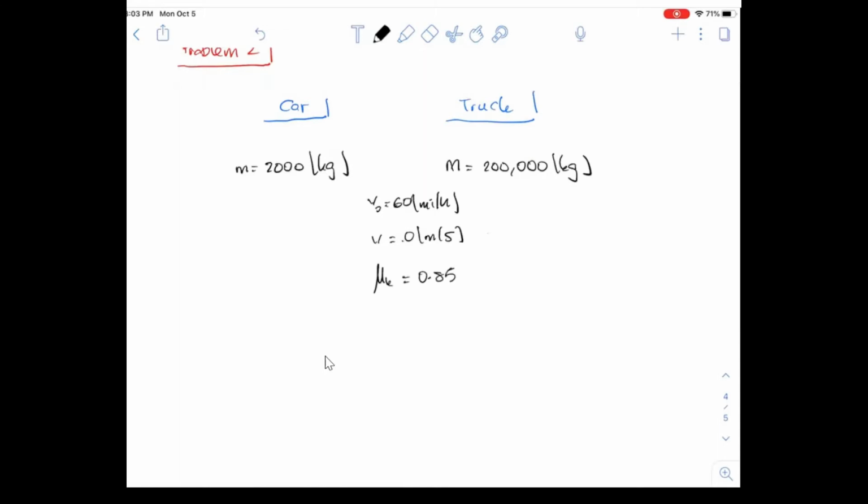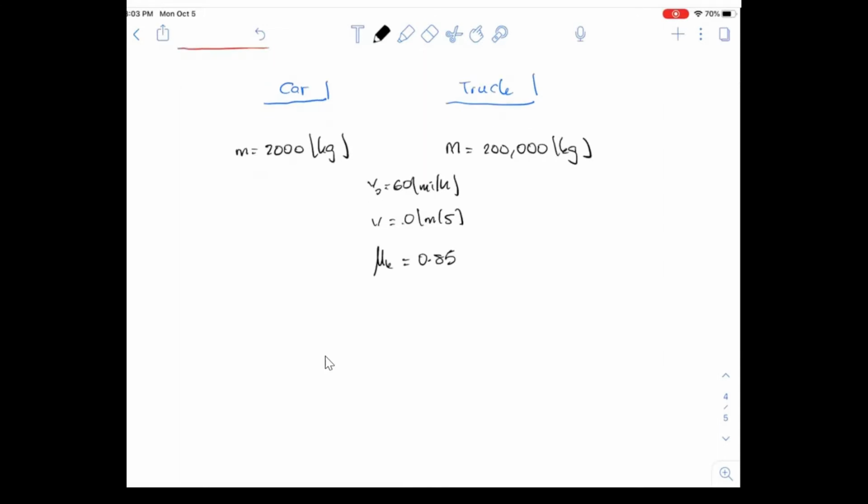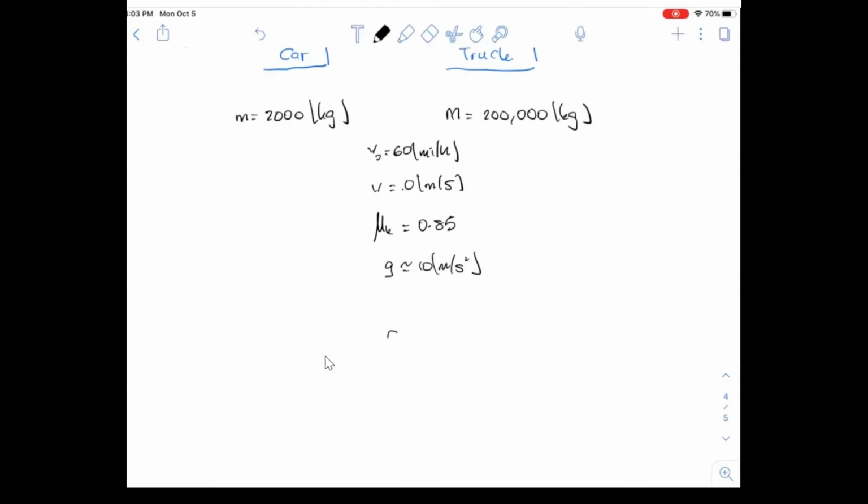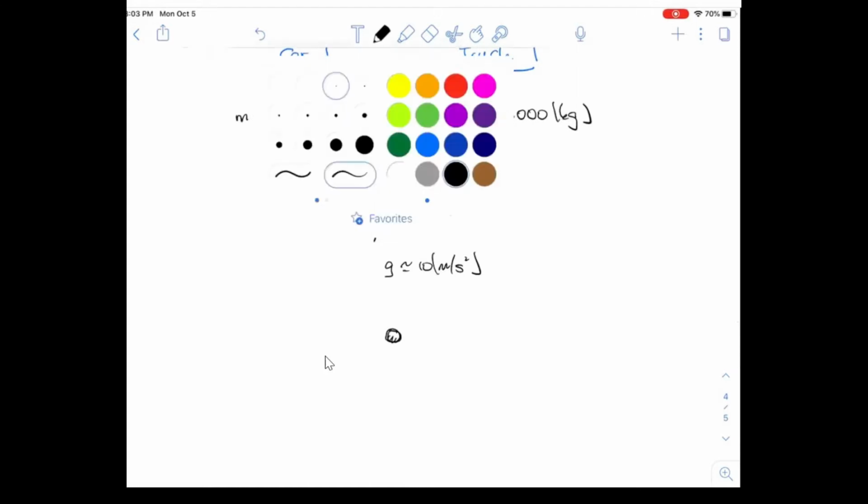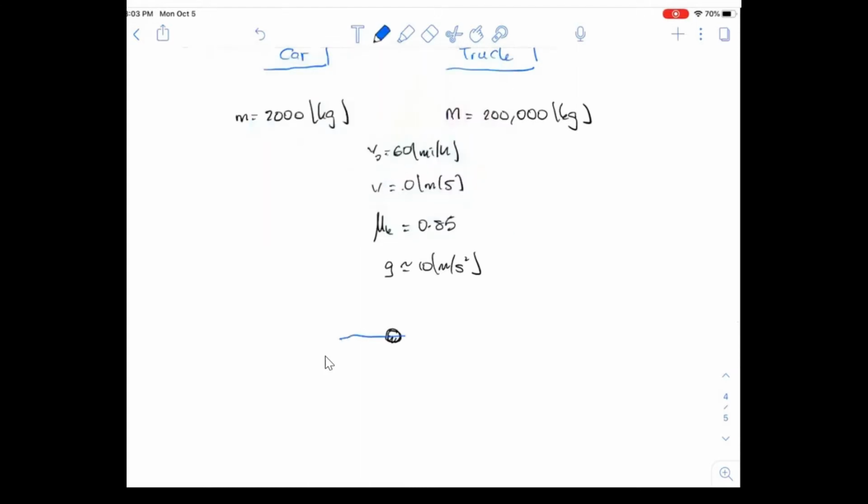So this coefficient of kinetic friction is going to be 0.85. What else do we have? G is going to be roughly about 10 meters per second squared. In either case, let me just draw this. I want to do a force diagram. Put this on an X and Y coordinate system.